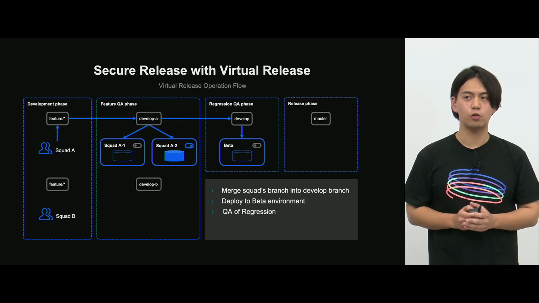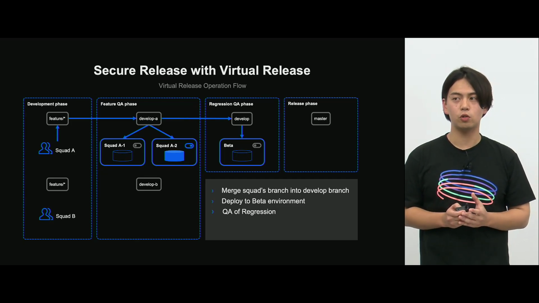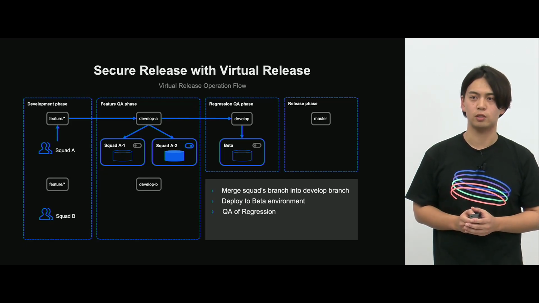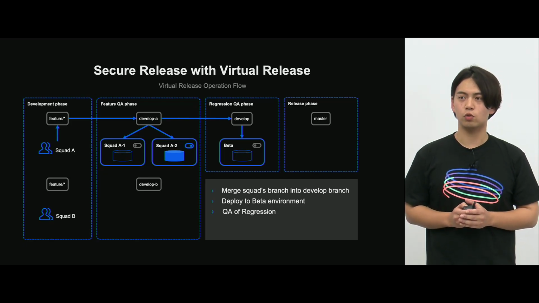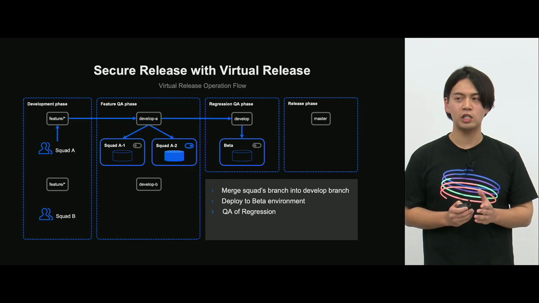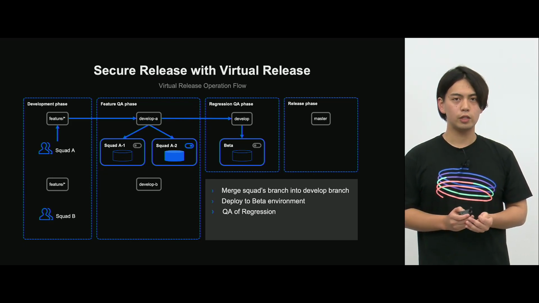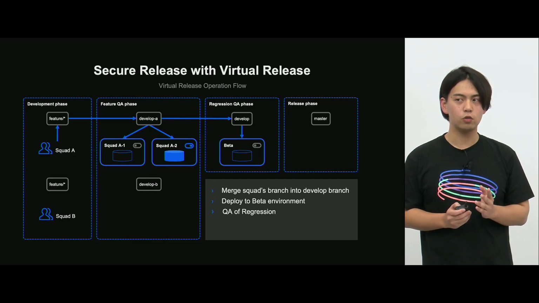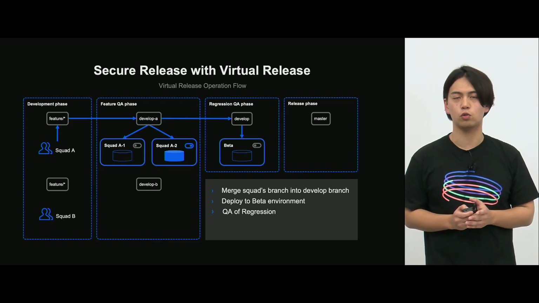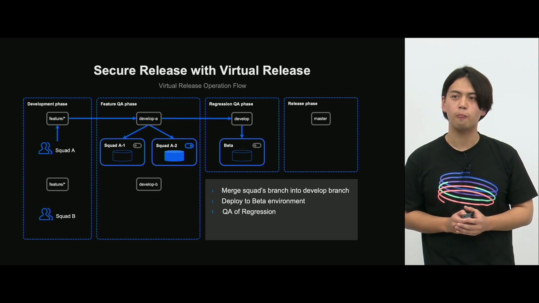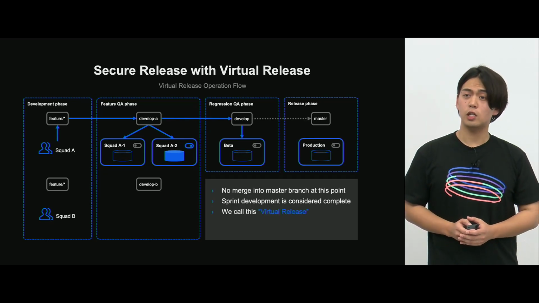Once testing is completed in each environment and deployed to the beta environment with a squad, the development branch is merged into the deployment branch, and the toggle is turned on. Then we do the regression test to make a final check. We run regression QA and also functional QA, and we check them to make sure that those two are safe.